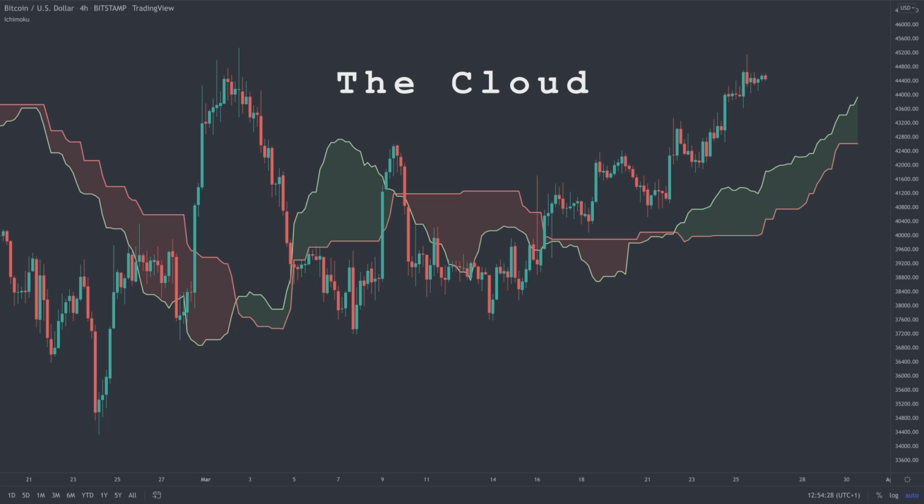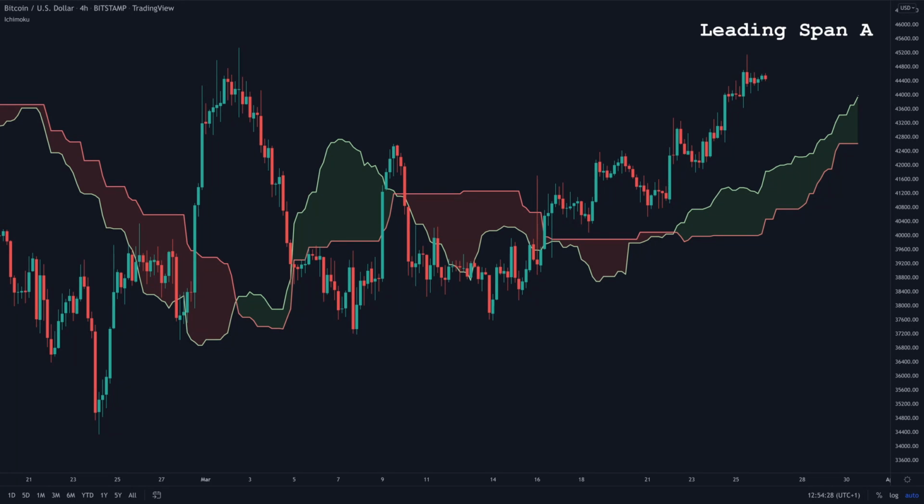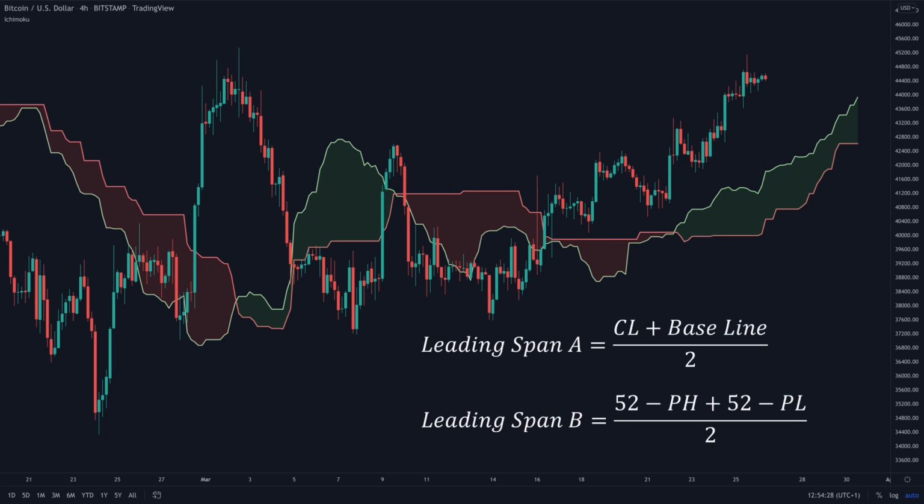The cloud is built by two lines, the leading span A and leading span B. The area between these lines is filled and called the cloud. If the leading span A is above the leading span B, the cloud is colored green. Otherwise, the cloud is red. These two lines, and so the cloud, are shifted 26 candles in front of the current price bar. The leading spans are calculated as follows. So the leading span A is the average of the close price and the baseline, and the leading span B is the average of a 52 period high and low.